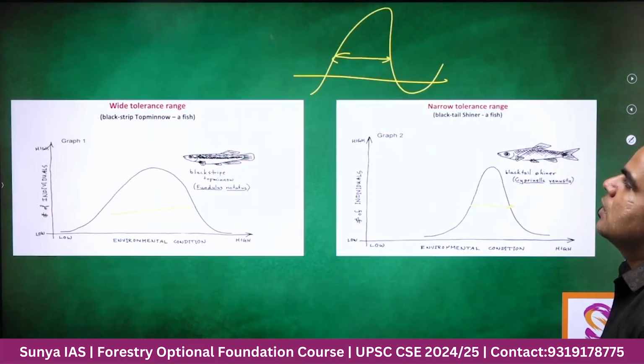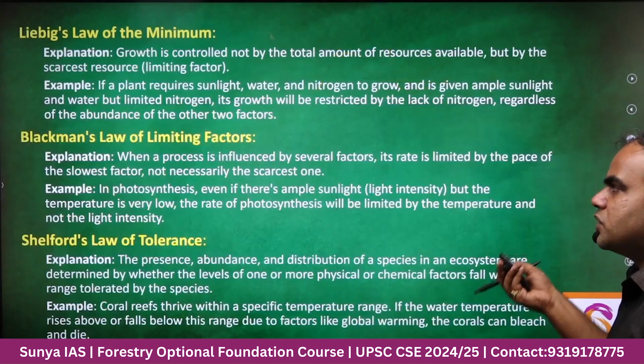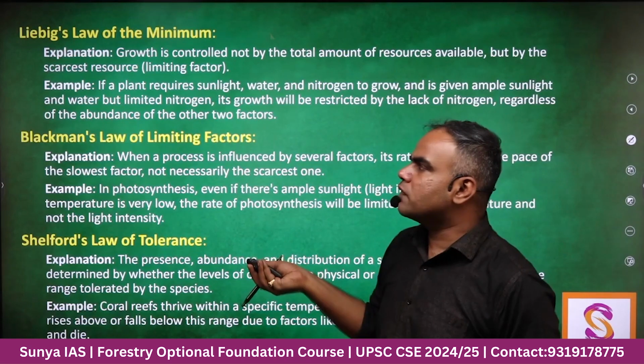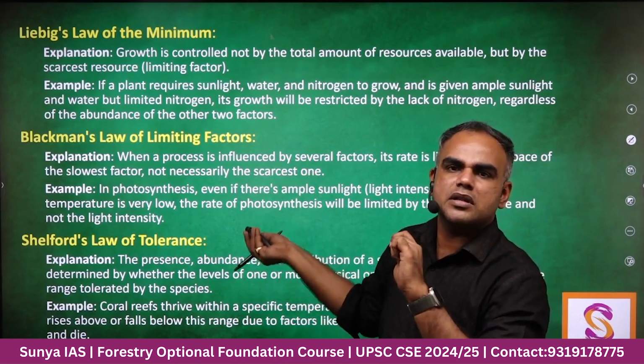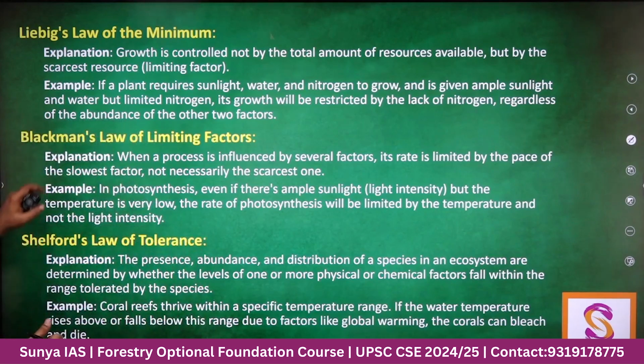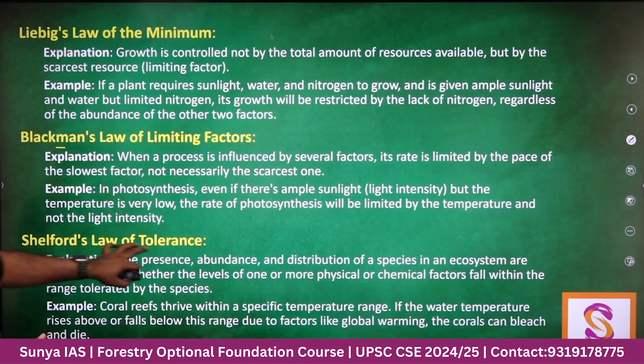Because we have discussed ecological amplitude, three more laws are there, very easy to understand. Maybe the names might look fancy, but conceptually you can understand all three. You have Liebig's law of the minimum, you have Blackman's law of limiting factors, and then you have Shelford's law of tolerance.